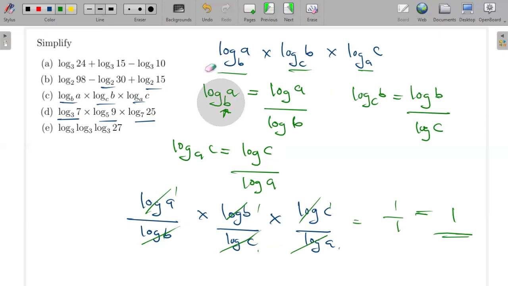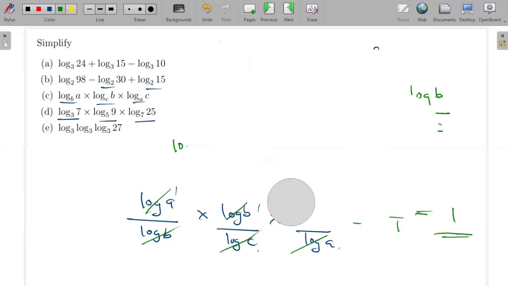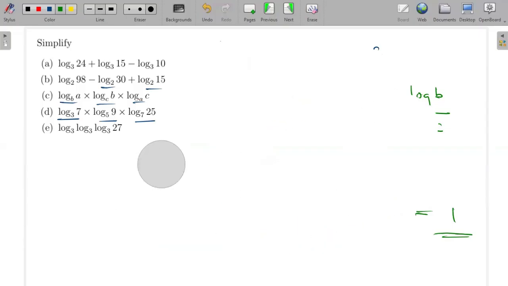Let's do the next one. For the next one now, I will not use base 10. Let me show you now that you can actually change to any base. As long as it's a uniform log, it's going to work. So here we have log base 3 of 7 multiplied by log base 5 of 9 and then log base 7 of 25. So how are we going to do this one? How do we change this one? So I'm going to change to base these others.